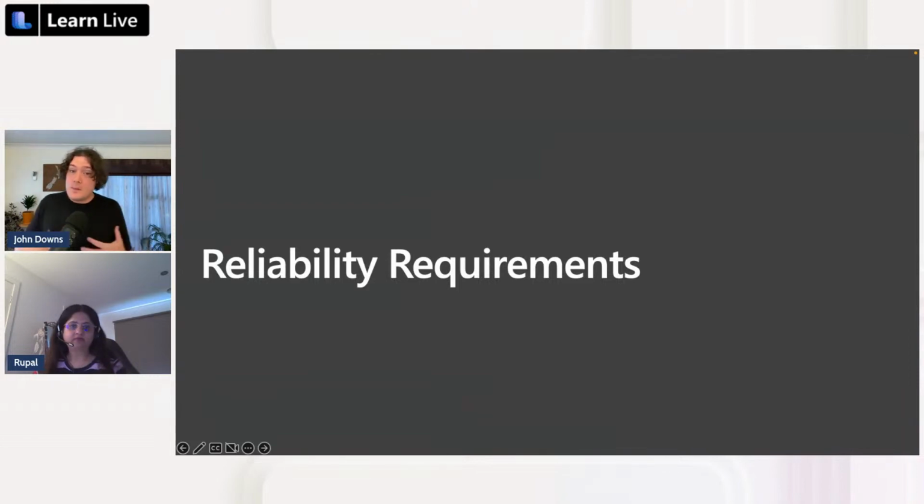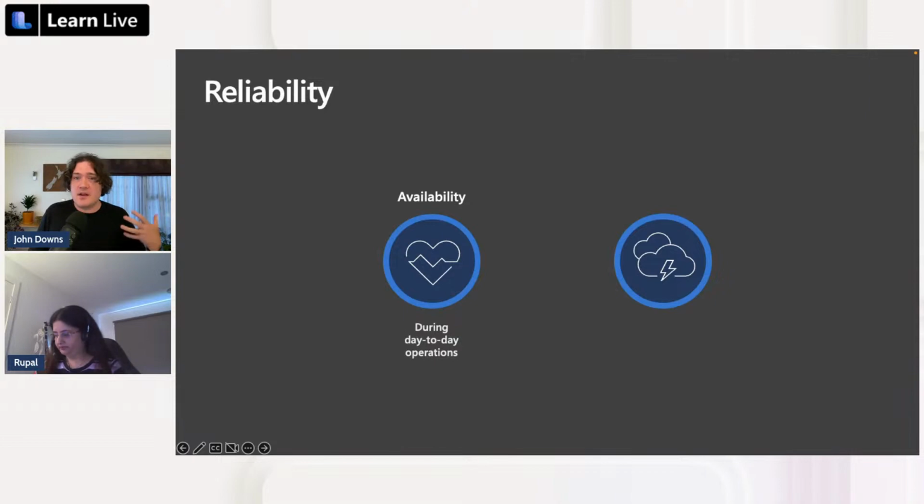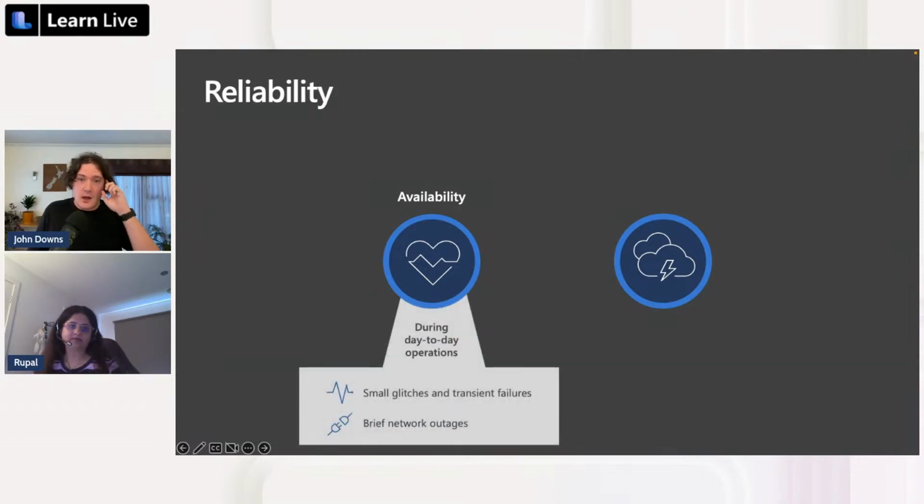Absolutely. So, in my team, we work a lot with customers who are building highly reliable, highly available solutions on Azure. And one of the key things that we do when we talk about reliability is to distinguish between two different but related concepts. The first is availability. Availability is how our system works during normal day to day kind of operations. And this includes how it copes with small glitches, things like network outages and other transient failures, things that aren't going to be long term, but that might just be little blips in our system.